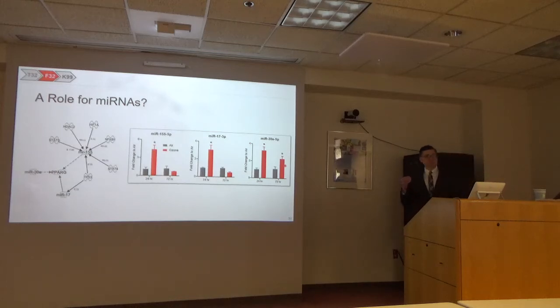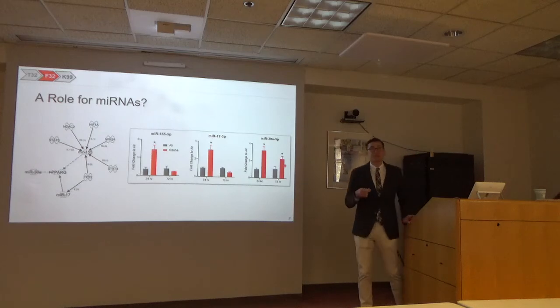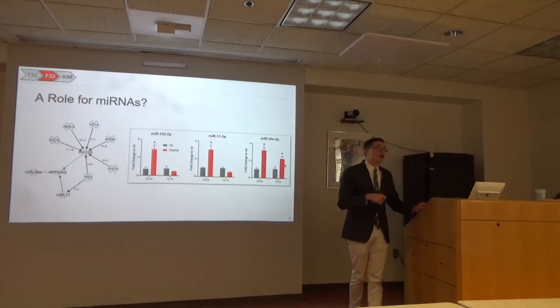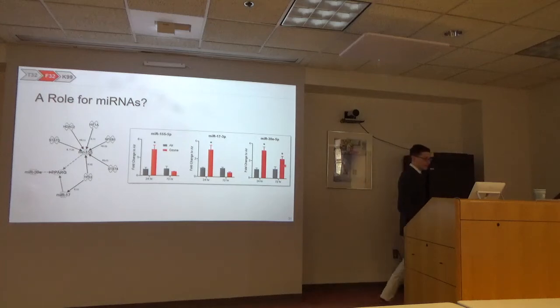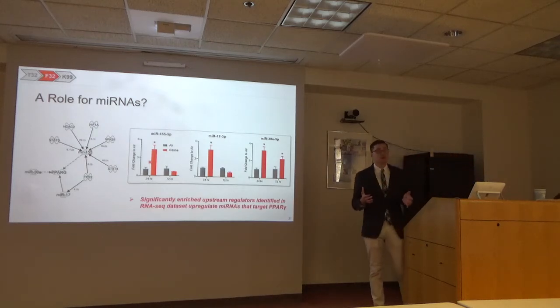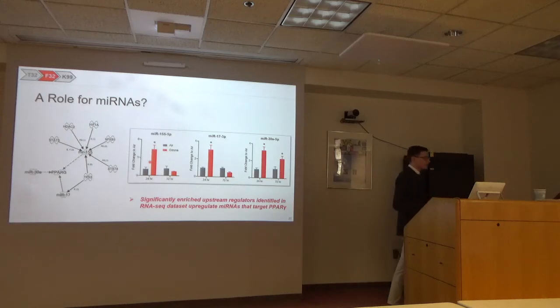What's more, some of these upstream regulators that I identified to be significantly enriched in the RNA sequencing data set are actually known to target some of these microRNAs, particularly microRNA 155. And so this represents a potential mechanism whereby inhalation of ozone is activating these upstream regulators to induce expression of microRNA 155, which then might inhibit PPARgamma expression.